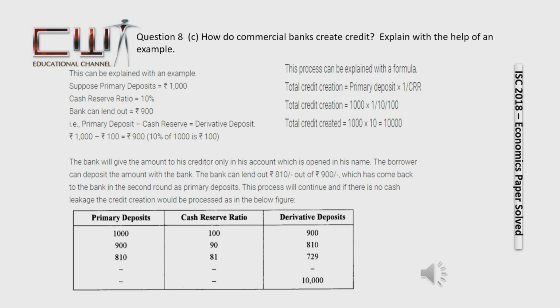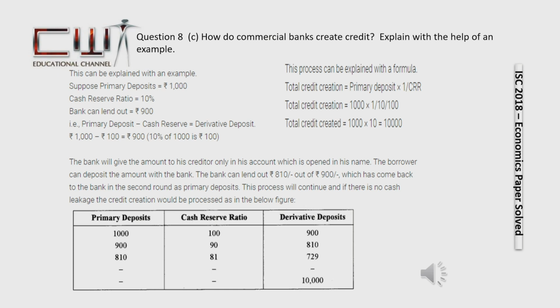Now the bank will give the amount to its borrower only in his account, which is opened in his name. The borrower can deposit the amount with his bank. Then that other bank can lend out 900 minus the 10% of 900, which is 90 rupees, and it can lend out 810 rupees, which has come back to the bank in the second round as primary deposits. This process will continue, and if there is no cash leakage, the credit creation would be processed as given below.